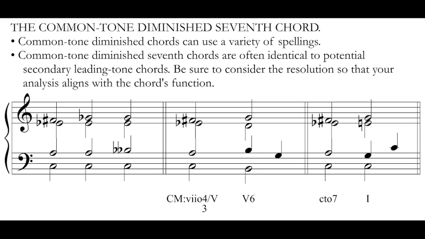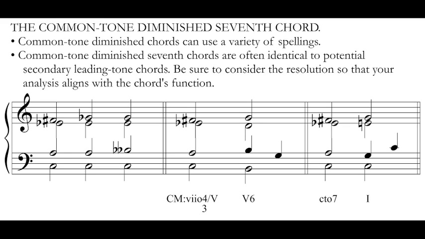In the first example, it resolves to a dominant chord, to a G major chord in first inversion. And so in that case I said, oh, this chord is functioning like a leading tone chord. Every voice is moving. The root of that chord, F sharp, is a secondary leading tone to G. And so I want to label it that way.